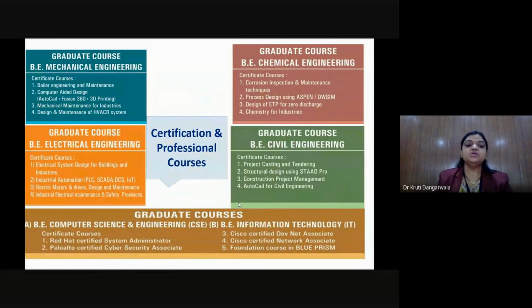Now, internationally certified professional courses and skill development courses are offered by the institute, other than the curriculum, to enhance students' skill and knowledge. Mechanical engineering has five different certified courses: boiler engineering and maintenance, CAD, mechanical maintenance for industry, design and maintenance. Chemical engineering also has four different courses: corrosion inspection maintenance technique, design of ETP for zero discharge, process design, chemistry for industry. Civil engineering has project costing and tendering, structure design using STAAD Pro, construction project management, AutoCAD for civil engineering. Electrical engineering has electrical system design for building industry, industrial automation, electrical motor and drive, industrial electrical maintenance and safety provision. Computer engineering and IT have Red Hat Certified System Administrator, cyber security associate, Cisco Certified DevNet Associate, Cisco Certified Network Associate, foundation course in Blue Prism.